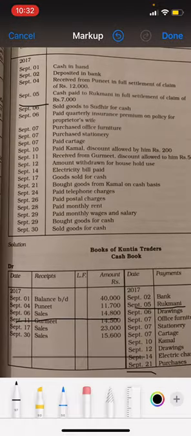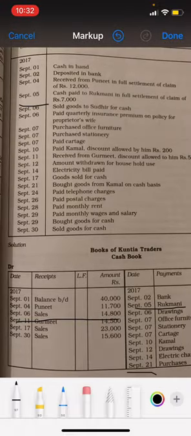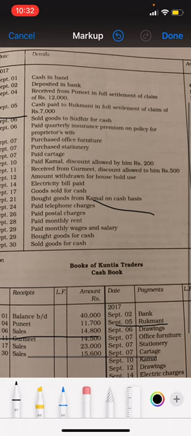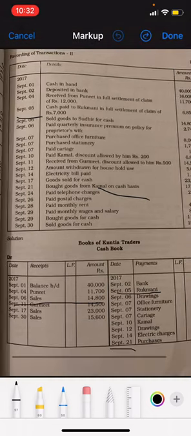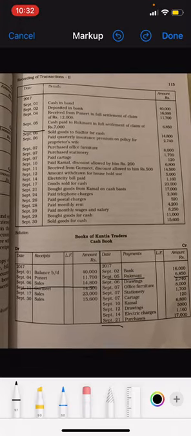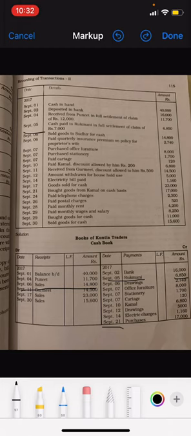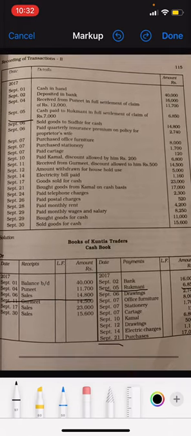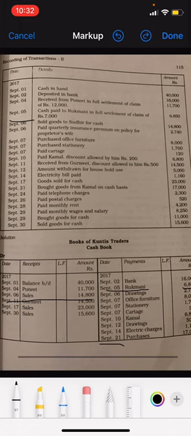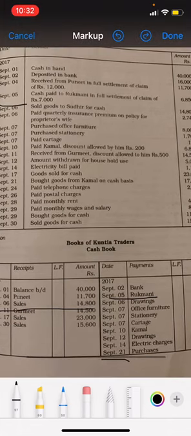Okay, next, paid quarterly insurance premium on policies for proprietor's wife, correct? Okay, so how much is the amount? It is 2,740. So it is told that paid quarterly insurance premium on policies for proprietor's wife. So this is something which you can consider as drawing because it is taken for personal use.